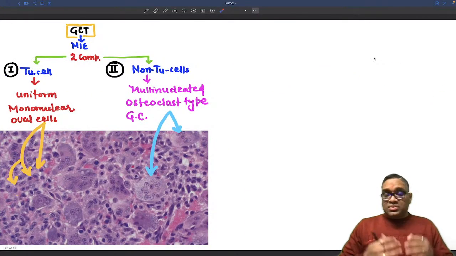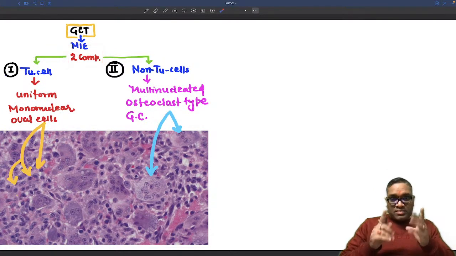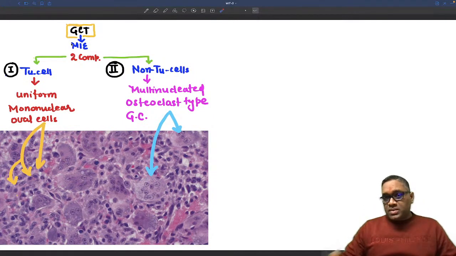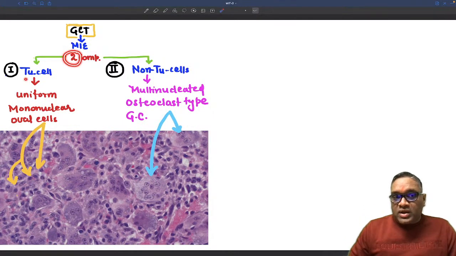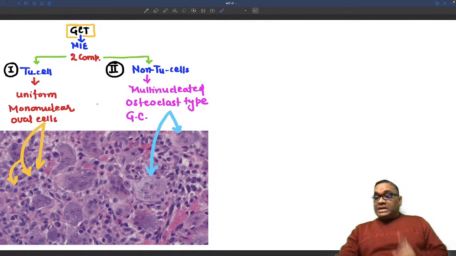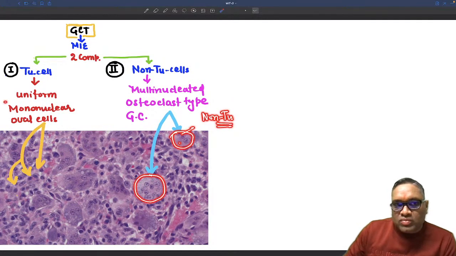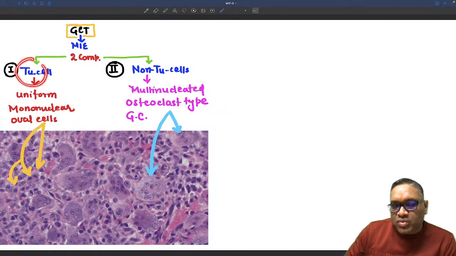Giant cell tumor, when you are going to see the microscopic examination, you are going to notice two components. That is very, very important. Remember, this is a very, very important point to understand. In these two components, tumor cells are not multinucleated. All these multinucleated cells are osteoclastic cells, and these are non-tumor cells. Please remember this point. Multinucleated osteoclastic cells or osteoclast type of giant cells are non-tumor cells. So they are not tumor cells. Tumor cells are uniform mononuclear oval cells which are in the stroma. So that is the point you have to remember.